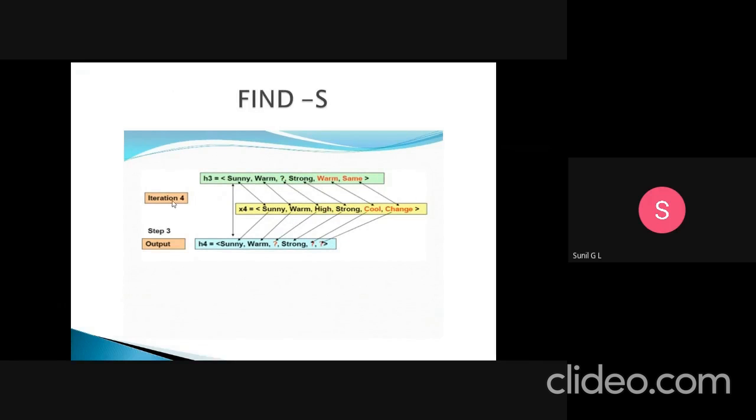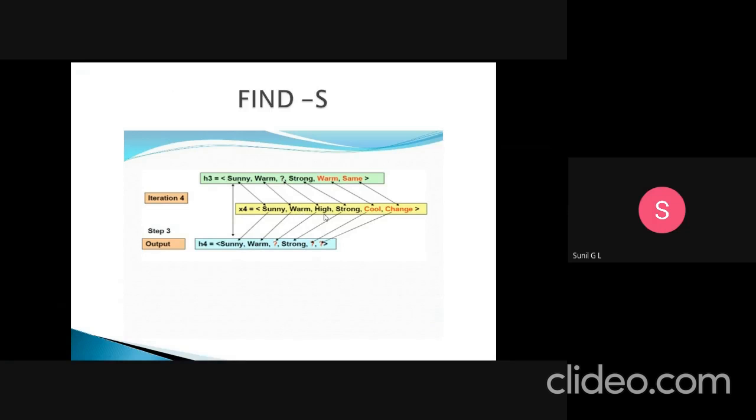Okay, so next, when you come to the fourth instance, this is X4, the fourth instance. This is the previous hypothesis, H3: sunny, warm, question mark, strong, warm, same. So we compare the previous hypothesis values with the current instance. When there is a difference, go for the general hypothesis. If there are the same values, keep the same values. That's all. Here we have sunny, keep the same value, and here warm is there, both are the same values, keep the same values.